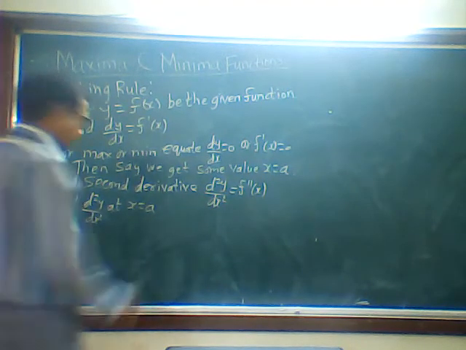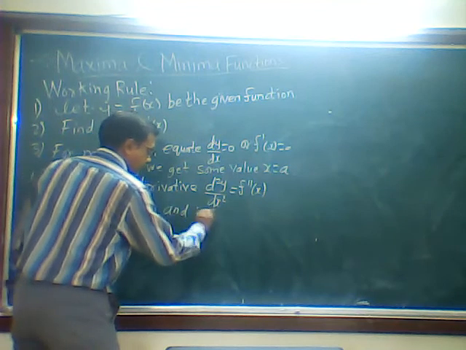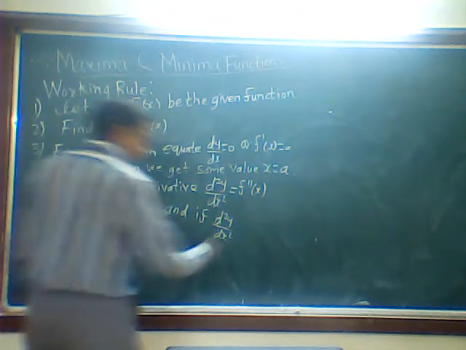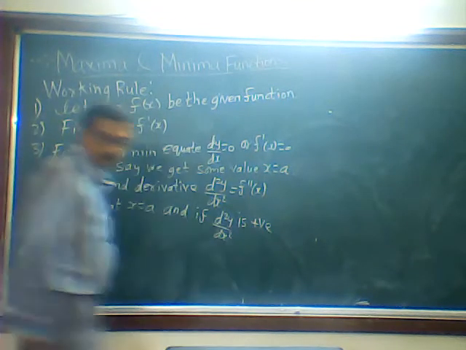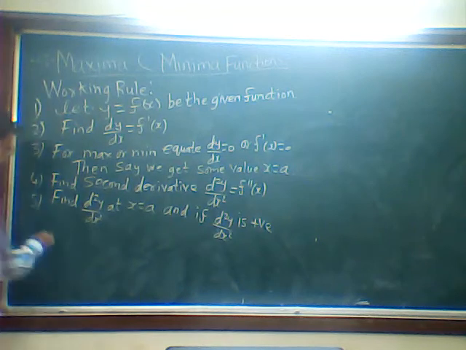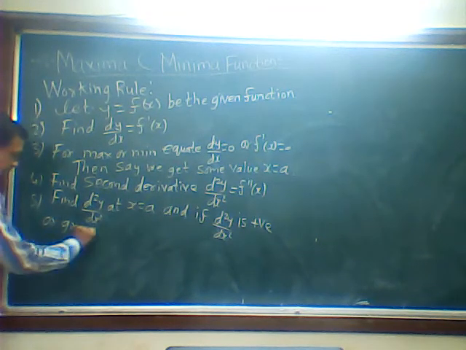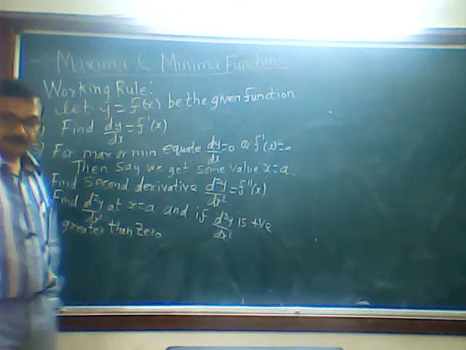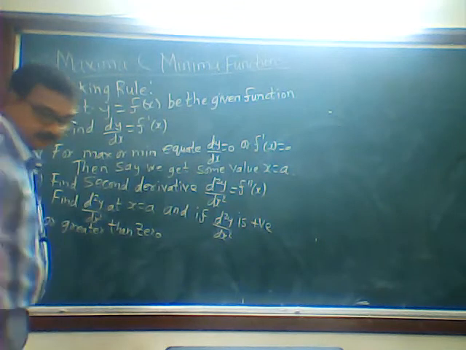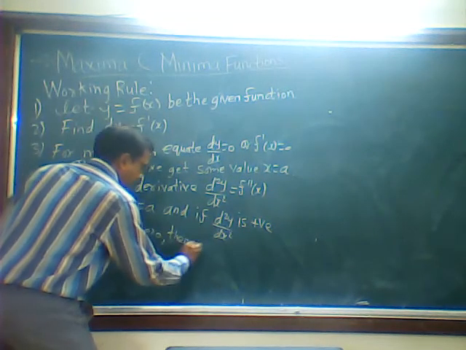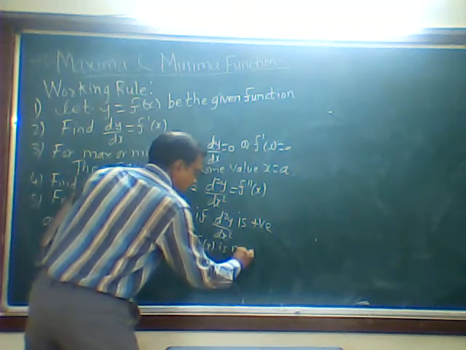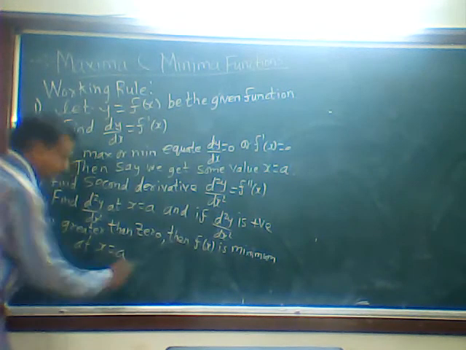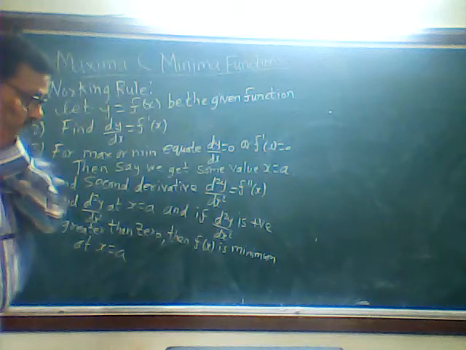And if d square y by dx square is positive, or greater than 0, then f of x is minimum at x is equal to a.